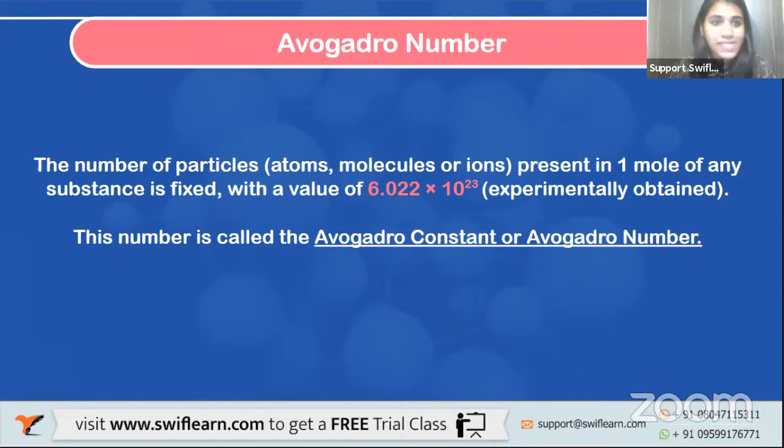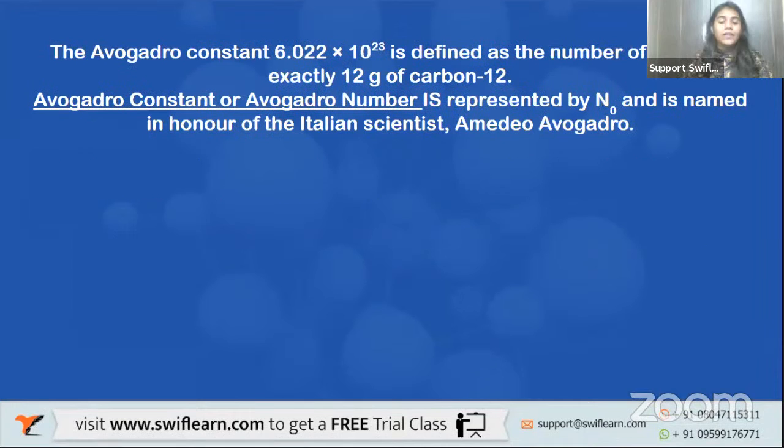Yes or no? We say, right, constant means what? A fixed value. So we have named it Avogadro's constant or Avogadro's number. Okay, because it is a constant. Clear? Moving ahead. Now Avogadro's constant is 6.022 into 10 raised to 23. Learn that value by heart. Okay, 6.022 into 10 raised to 23.